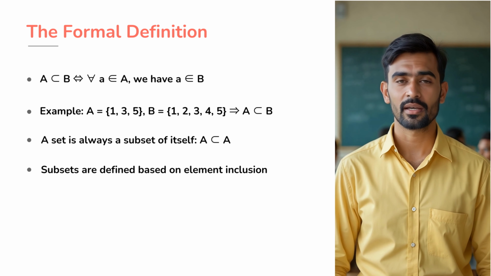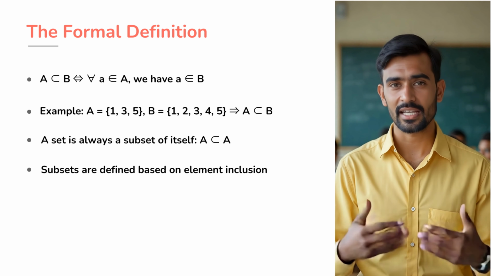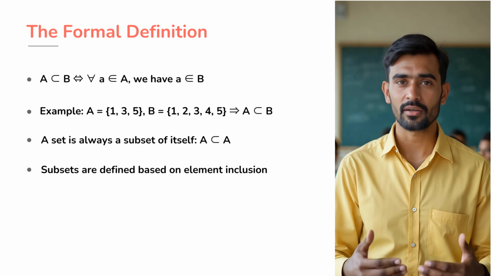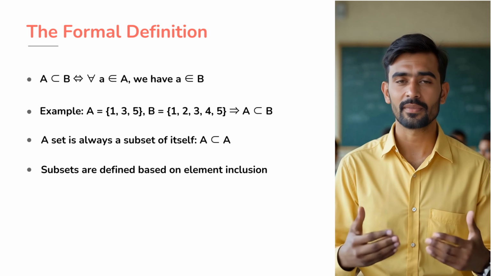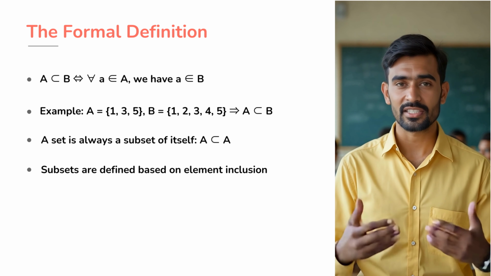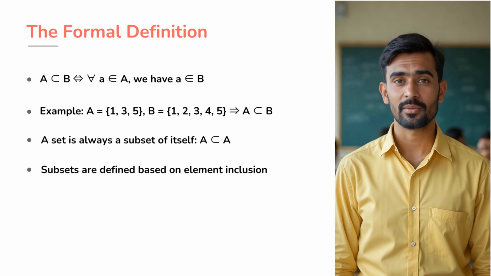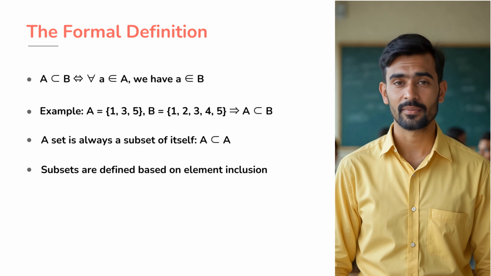For example, let A be the set {1, 3, 5} and B be the set {1, 2, 3, 4, 5}. Since every element in A is also in B, we say A is a subset of B. Also, any set is always a subset of itself, so we write A is a subset of A.